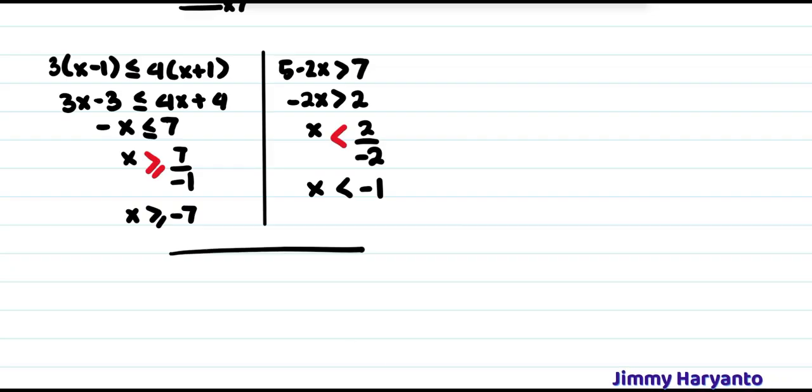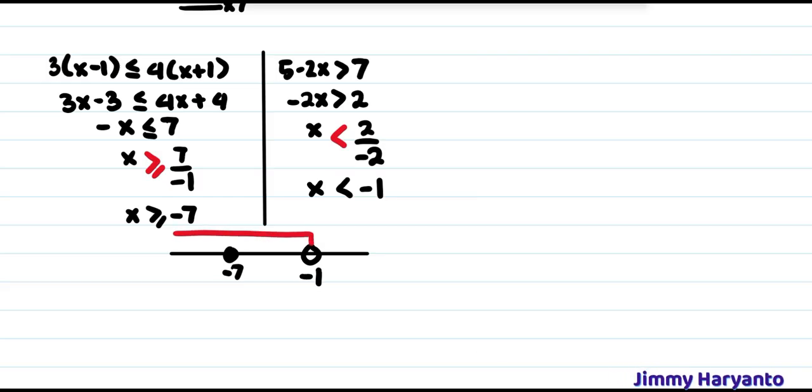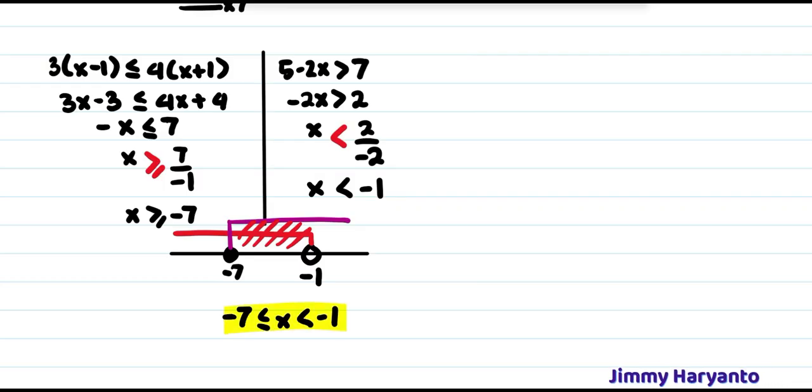And then draw the number line. This is negative 7 and this one is negative 1. Negative 1 goes to the left, negative 7 goes to the right. So the overlap area will be this one. And then negative 7 less than or equal to x less than negative 1. This is the final answer.